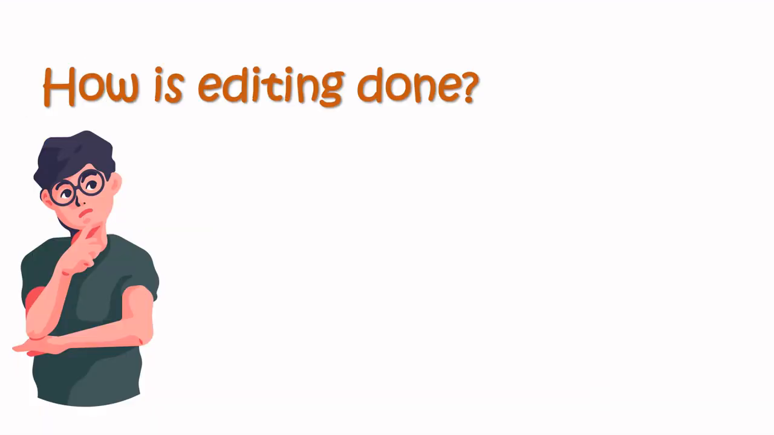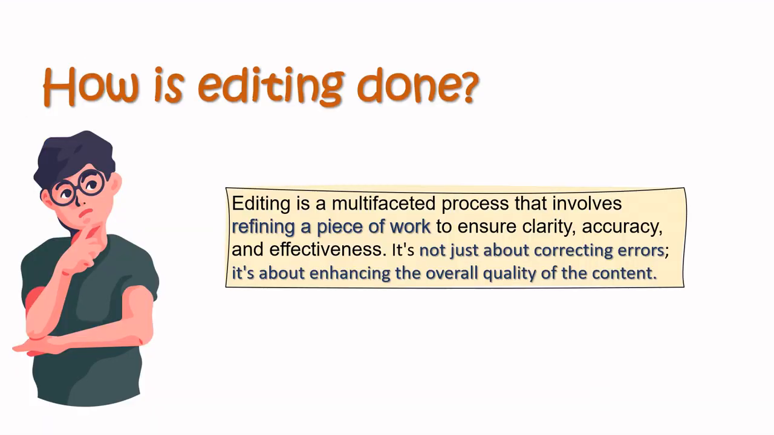How is editing done? Editing is a multifaceted process that involves refining a piece of work to ensure clarity, accuracy, and effectiveness. It's not just about correcting errors, it's about enhancing the overall quality of the content. Here's a breakdown of how editing is typically done.